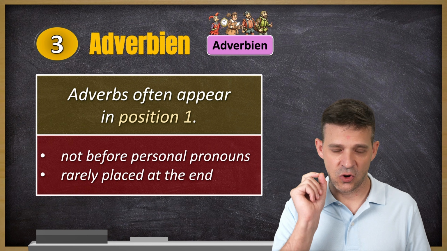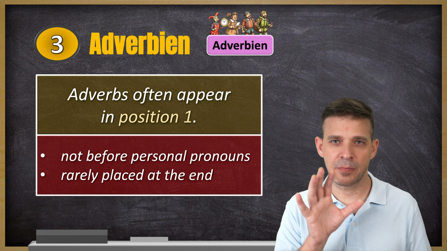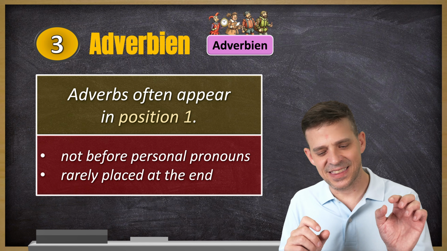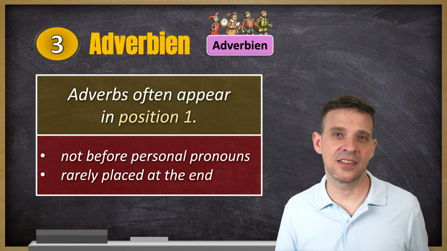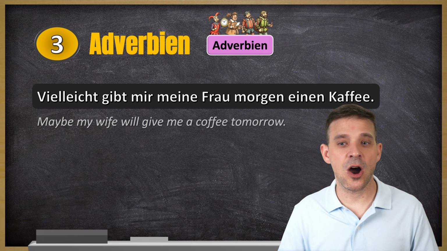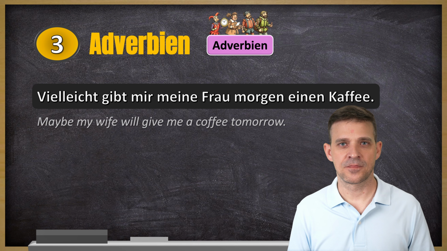Exception is Lokaladverbien. If you talk about places, the places usually are standing at the end or close to the end of the sentence. Zum Beispiel, vielleicht gibt mir meine Frau morgen einen Kaffee.